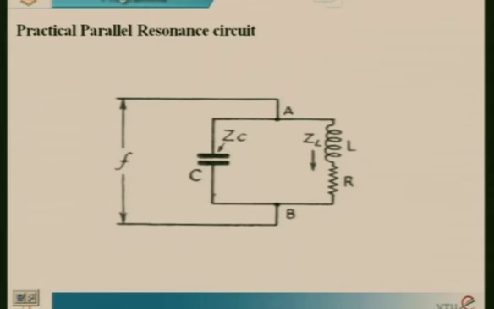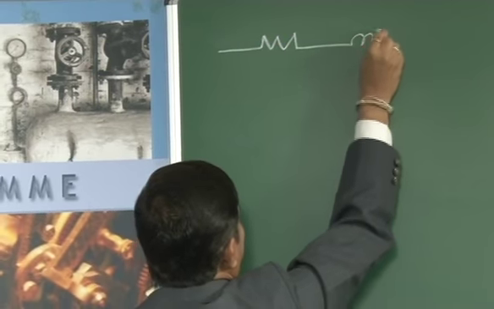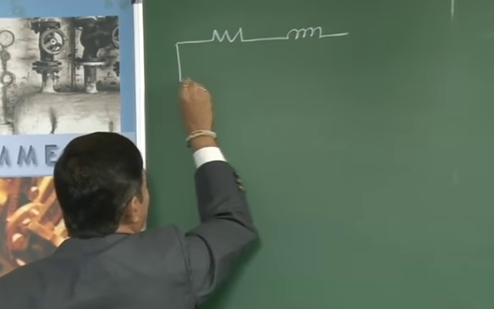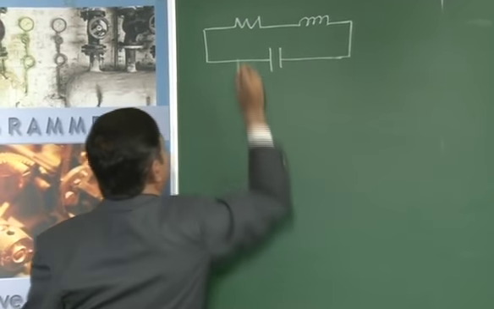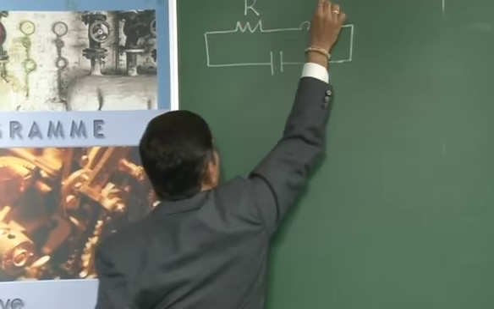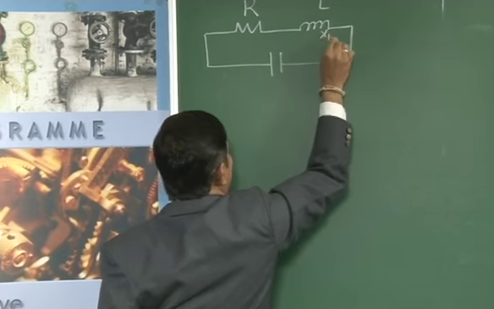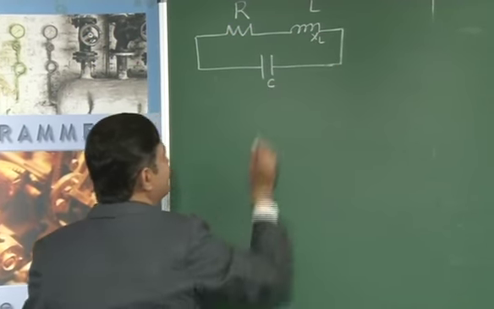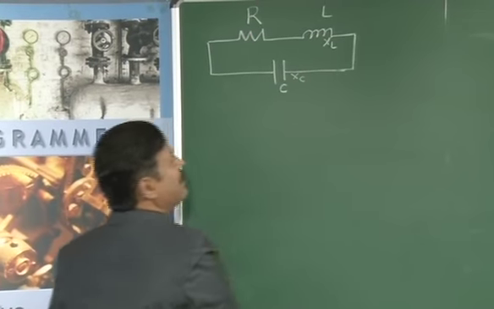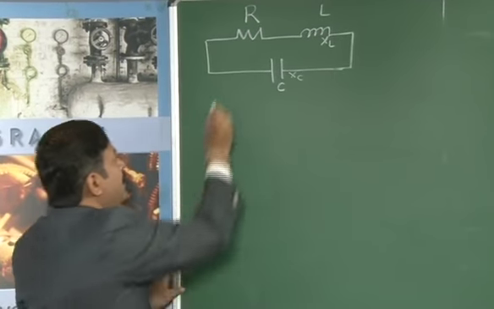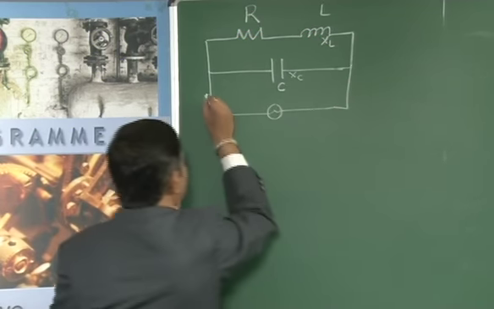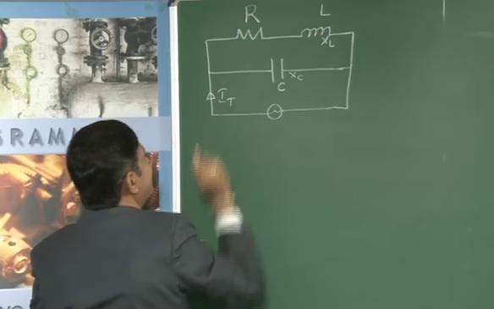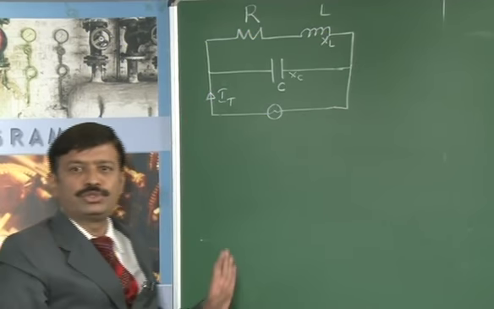Here, resistance and inductance are in series. For this combination, a capacitor is in parallel. This is R, L, it will have XL, and C, it is having XC, and it is connected to the supply. Total current IT, and later it will be divided into two parts.